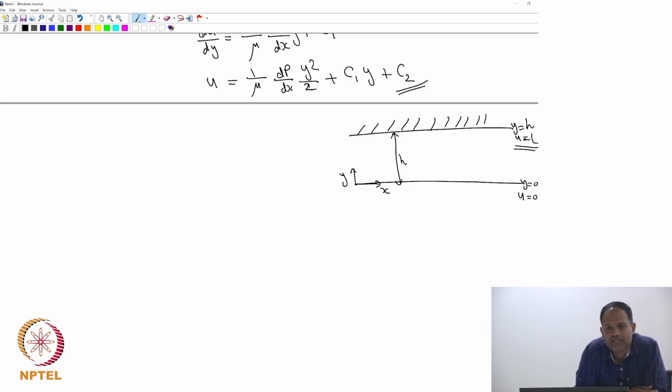Can you calculate C1 and C2 now? So you have a fluid which is driven by a pressure gradient, okay, whose velocity profile is going to be this, but that fluid is also in between the plates and one of the plates is moving with a certain velocity capital U.